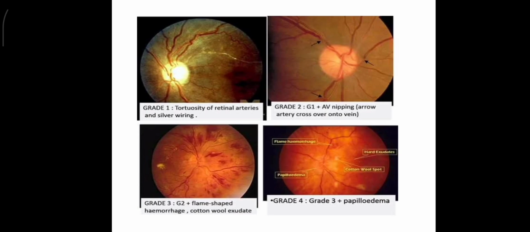Grade 1 is barely detectable arterial narrowing with toxicity of the retinal artery and silver wiring. Grade 2 is grade 1 plus AV nicking, and grade 3 is grade 2 plus flame-shaped hemorrhage with cotton wool exudate, and grade 4 is grade 3 plus papilledema. Thank you.